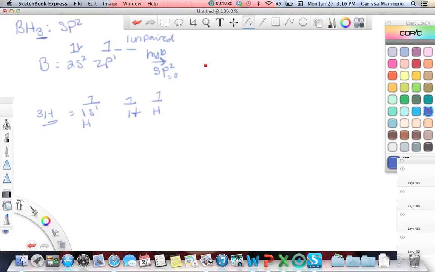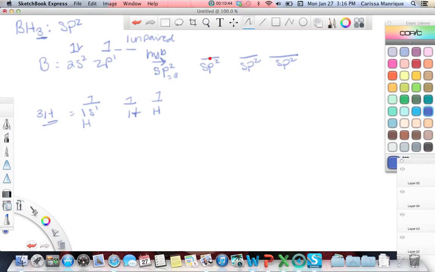Okay, so I have my sp2 line, sp2 line, sp2 line. And again, I know I need 3 because I need 3 unpaired arrows. So I'm going to combine 1s and 2 p's. So I'm combining a total of 3 orbitals.